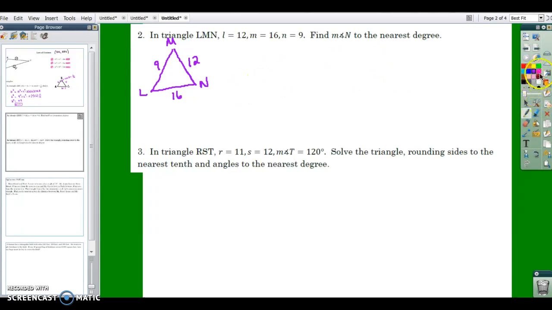Okay, so since I'm looking for this angle, and this is the side opposite it, those are going to be the bookends of my formula. So I've got 9 squared.